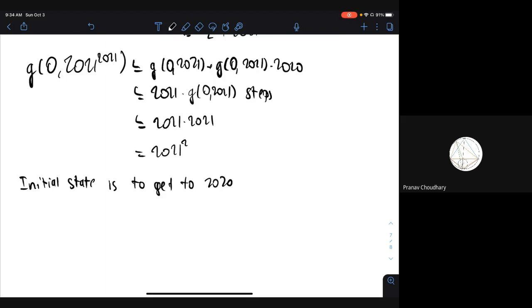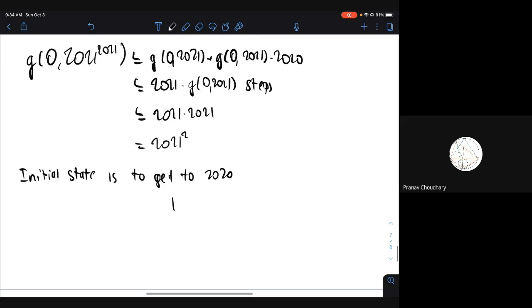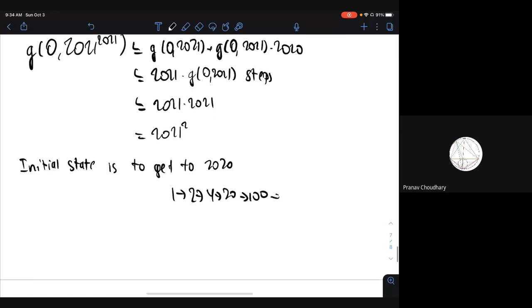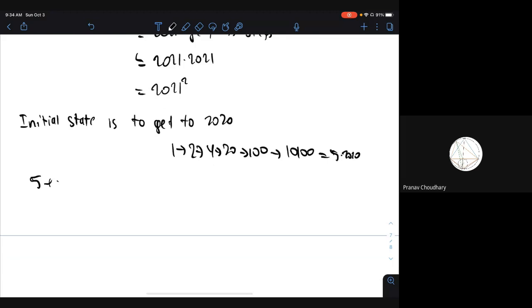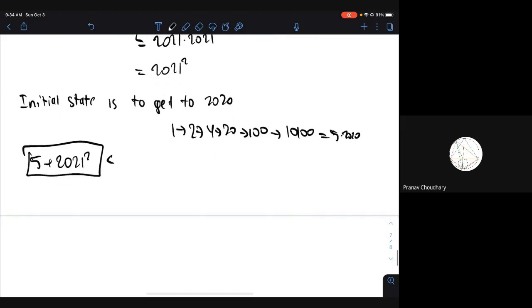I think a fairly fast way to do this is 1, 2, 4, 20, 100, like as someone said earlier, and then from 100 you can just go to 100 times 101, which will give you 10100, which is equal to 5 times 2020. So actually in 5 steps we can get to 2020. So this gives a bound of 5 plus 2021 squared, which is definitely less than 10 to the power of 10.